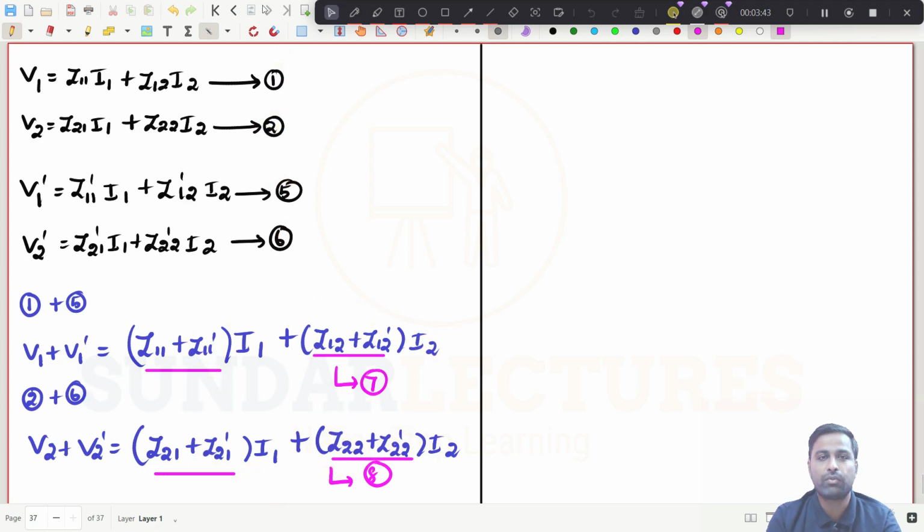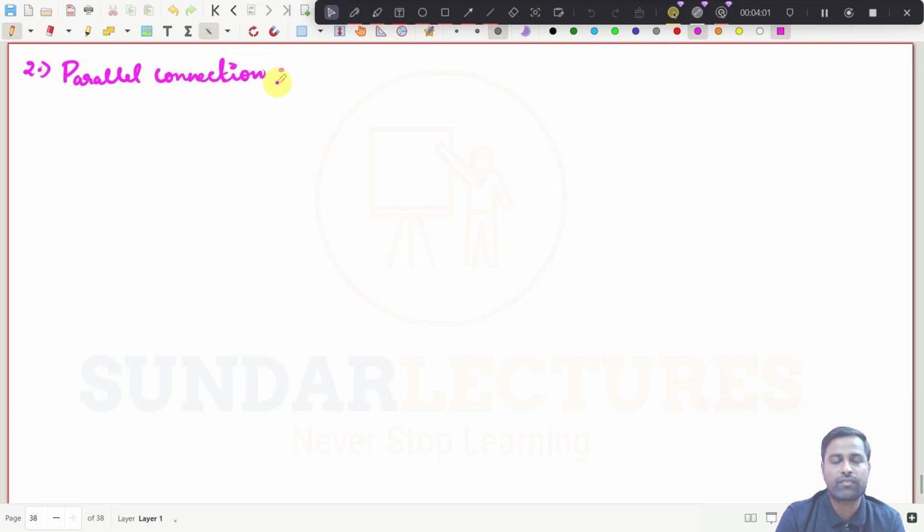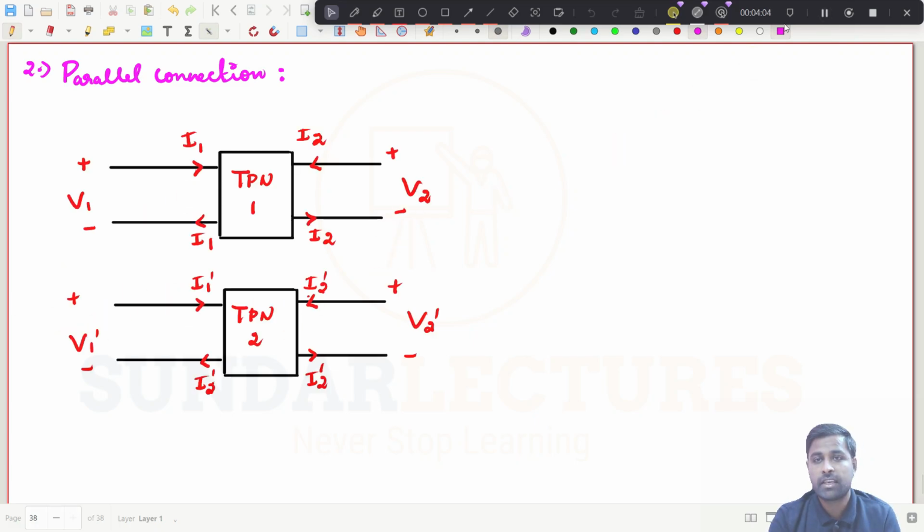Now what will we do? We will go for the other one: two-port networks connected in parallel. Now it will be a parallel connection, right? Here we will take another two-port network, so I will draw it down. See this one now. These are two different two-port networks I have drawn here.